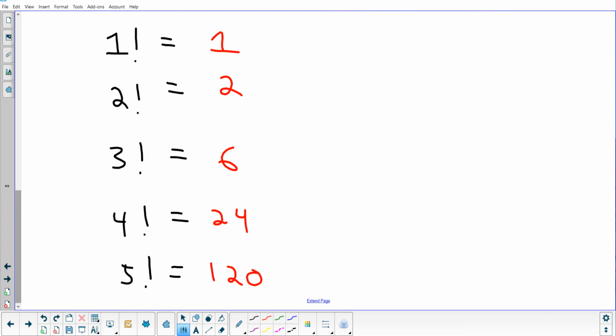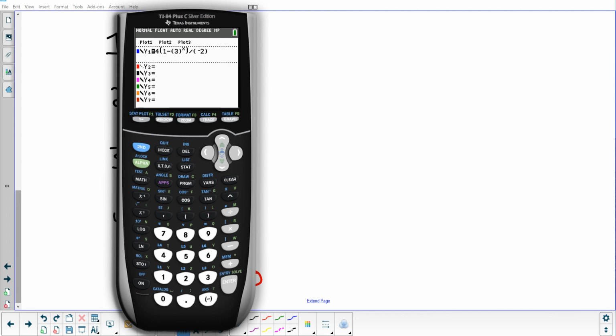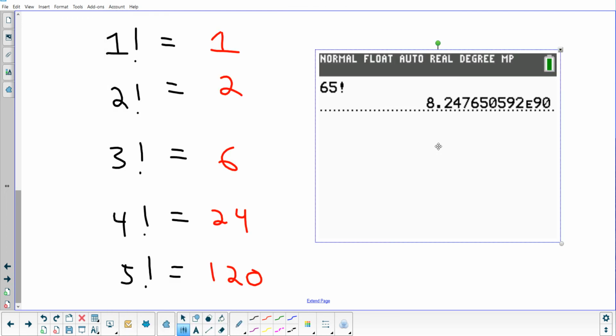120. Factorials grow extremely quickly. By the time you get to around, I think it's 65 factorial, you can no longer do it on the calculator. That'd be 65 times 64 times 63 all the way down to 1. If you press math and you go to probability, the 4th option down is an exclamation point. And I can still do 65 factorial.